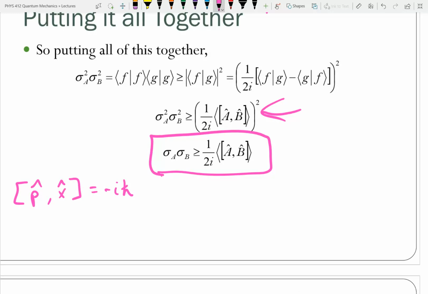And that's why we check. So that would give us the uncertainty between momentum and X is greater than or equal to 1 over 2i times i minus i h bar. Now you look at that and you're a little bit wah wah, right? Why are you a little bit wah wah?